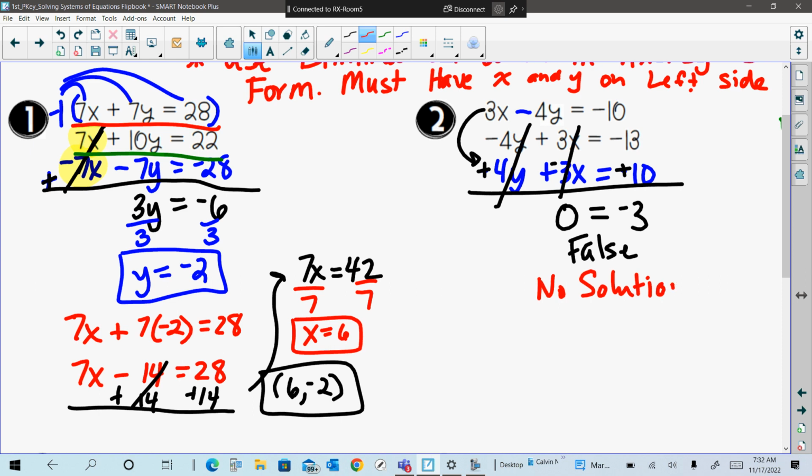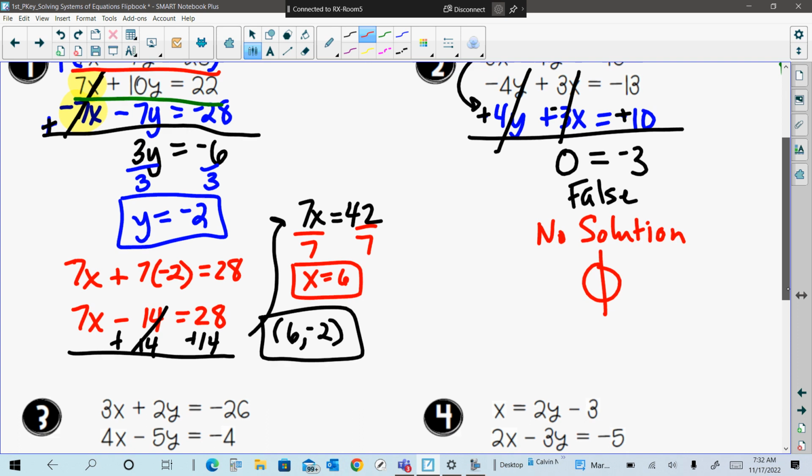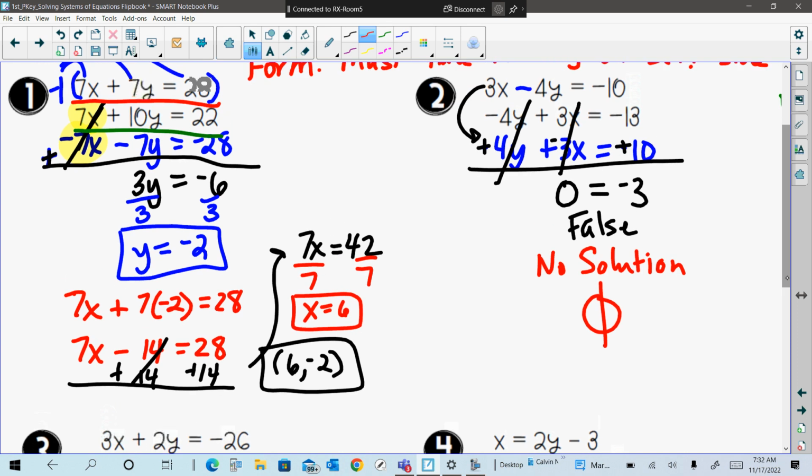There is a symbol for no solution. It is the empty set. So it's like a 0 with the line going through it. Okay. An empty set means there doesn't exist a number in the set that could work, that could be a solution. So there is that possibility.